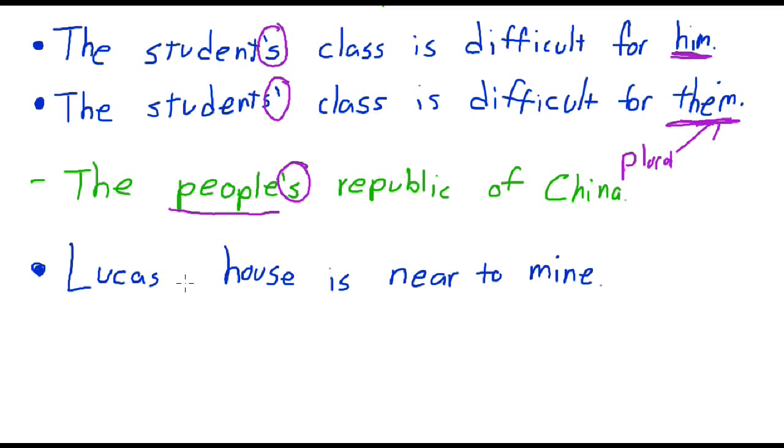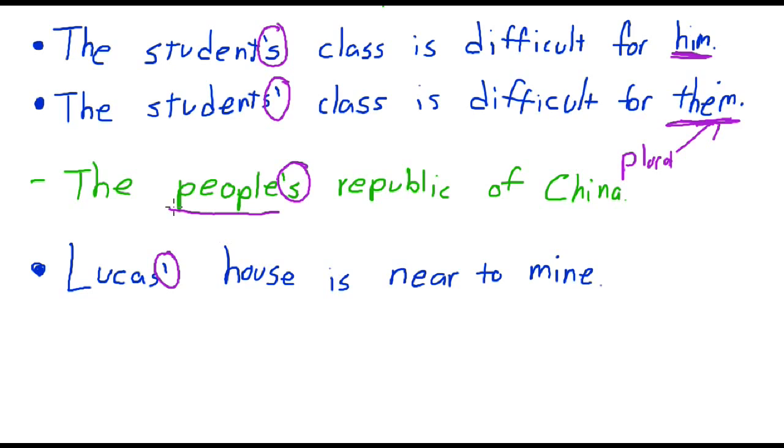Now what do we do? What do you think? Do we add an apostrophe S to say Lucas's house is near to mine? Or do we add only an apostrophe to say Lucas' house is near to mine? Right? Well, in this one, what we do is we add only an apostrophe. Lucas' house is near to mine. We add only an apostrophe. And we're not showing that it's plural. We're showing that there's only one. Because if you say Lucas's house, to me it's too many S's.